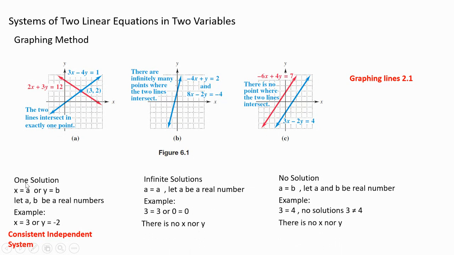Okay, now this system here on the left, when you have one solution, is called a consistent independent system. Every time you can have a solution, for example, for these two forms, where you have one solution or infinite solutions, it's called consistent. But when you have one solution, it's called independent. When you have infinite solutions, it's called consistent but dependent, because it's a dependent system. And when there's no solution, it's called inconsistent.